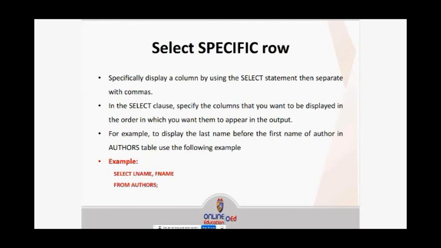For example, to display the last name before the first name of the author in the authors table, use the following: select L name, then F name from author. Again, the L name here is the first column that will be displayed, followed by the F name column. Now, if you want the F name to be displayed before the L name, then swap the order in which you call them in the statement: select F name followed by L name. The order in which you call the columns is the order in which they will appear in your result.